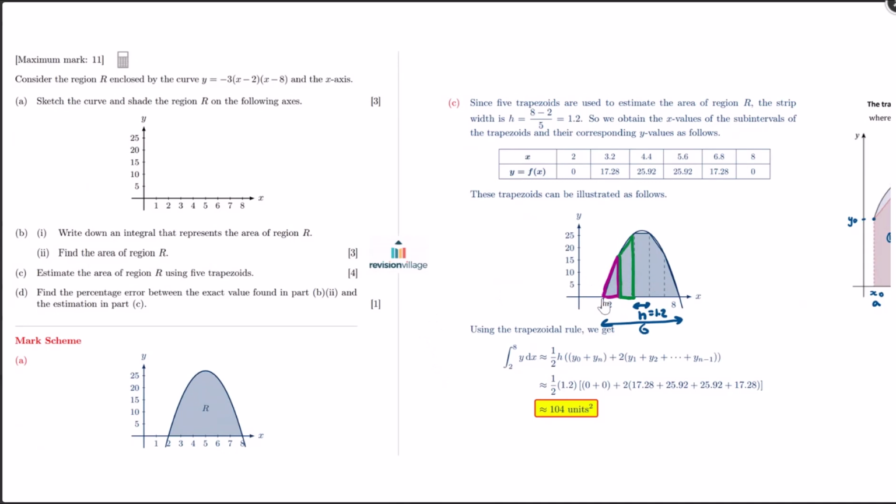I know that the left-hand height and the right-hand height are 0 because they're actually x-intercepts. So this here is y0 and this here is yn. So that's 0 and 0. But I needed to find all of the heights in between.